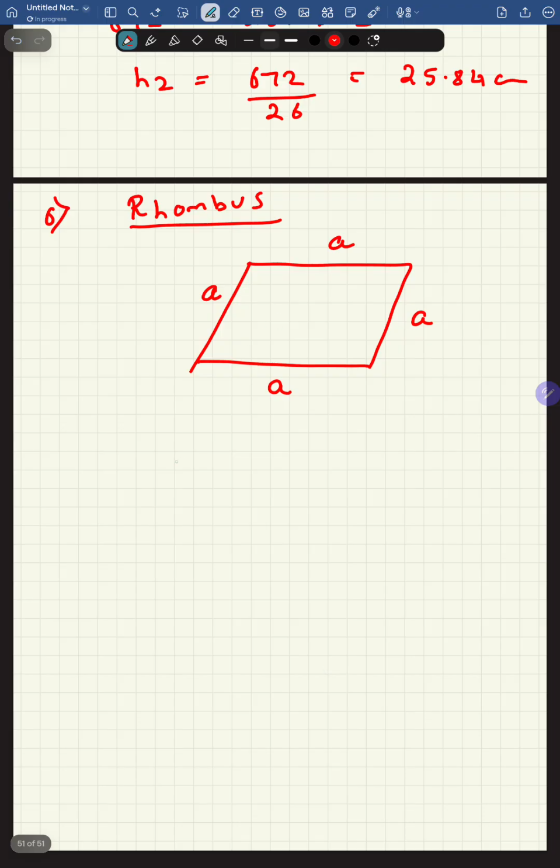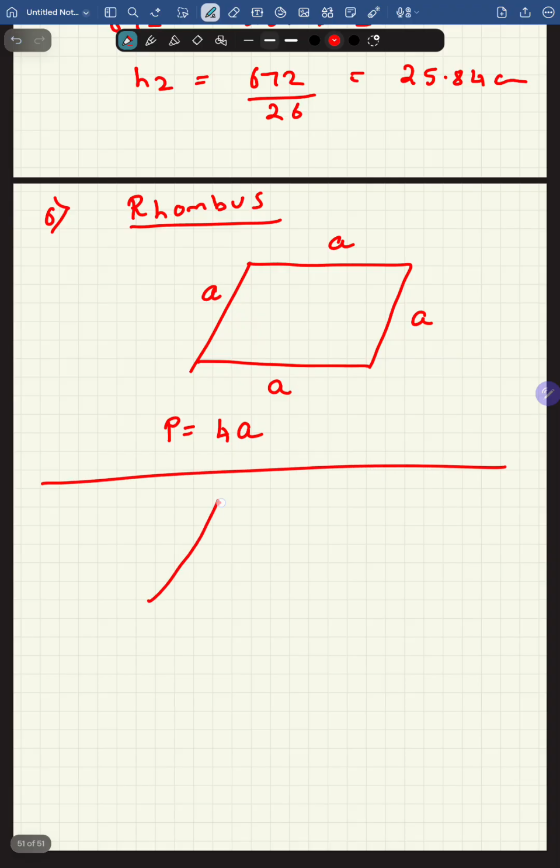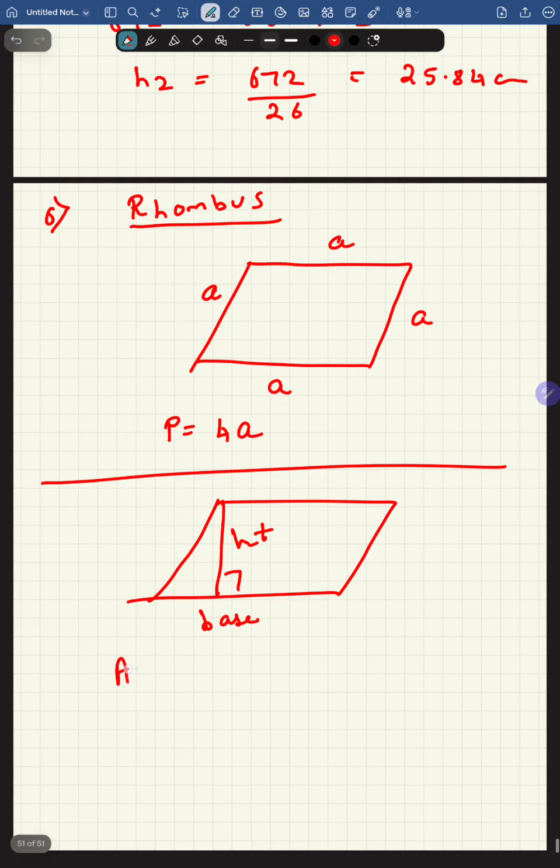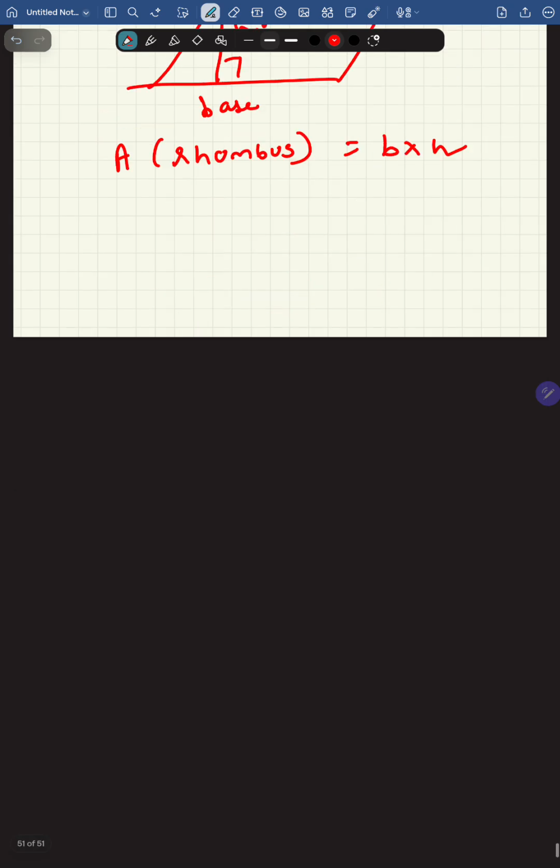General formula: the perimeter is 4a, that is 4 into side. Also, the general formula for the area of a rhombus is base into height.